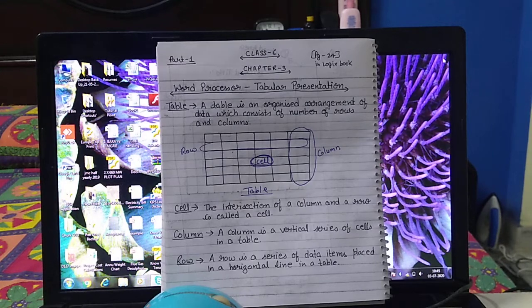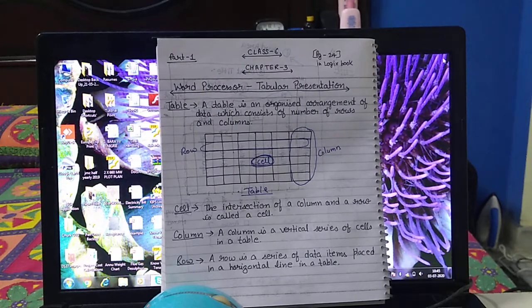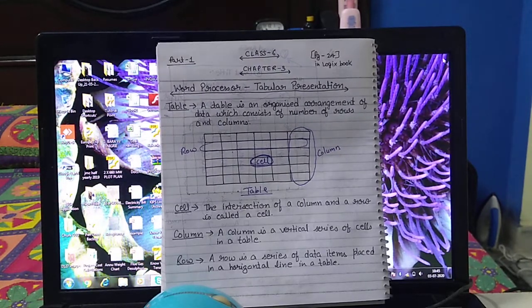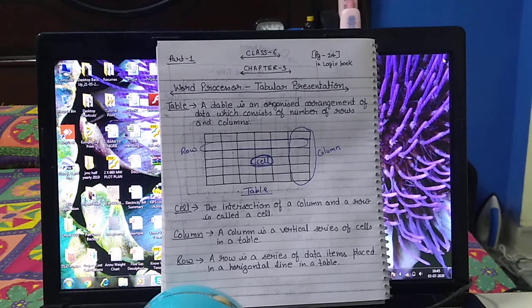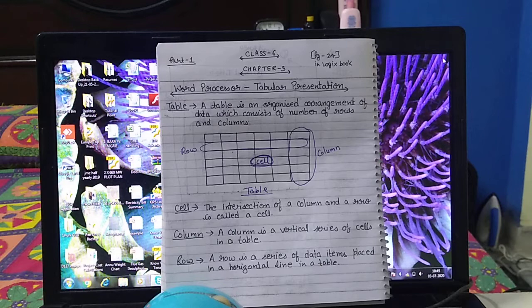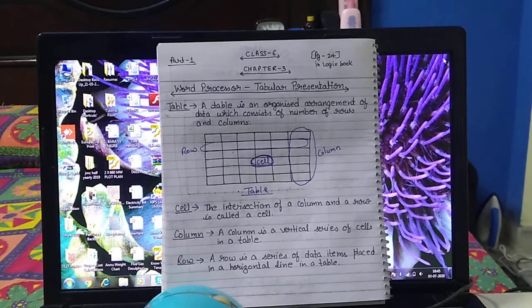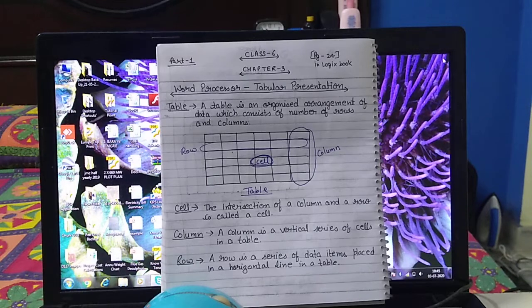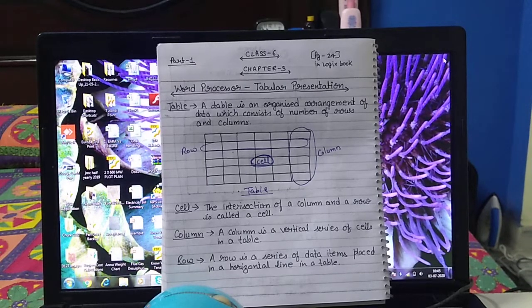Before starting this chapter, it's my humble request to you all, kindly open your book and open page number 24 in the Logic book, because when I explain to you, if your book is open in front of you, you will get it better. So kindly open your book, sit calmly, be focused, and then listen to my lecture. Today we will start chapter 3, word processor tabular representation.